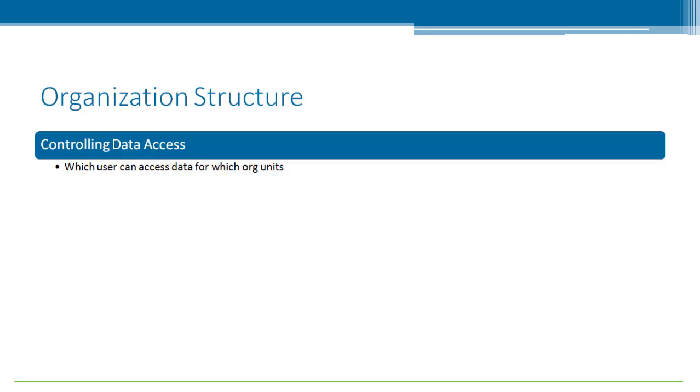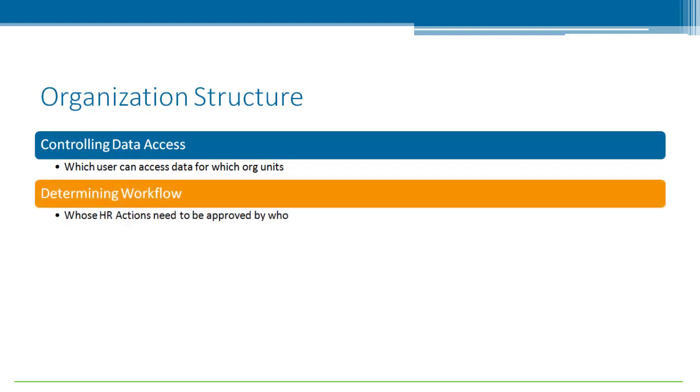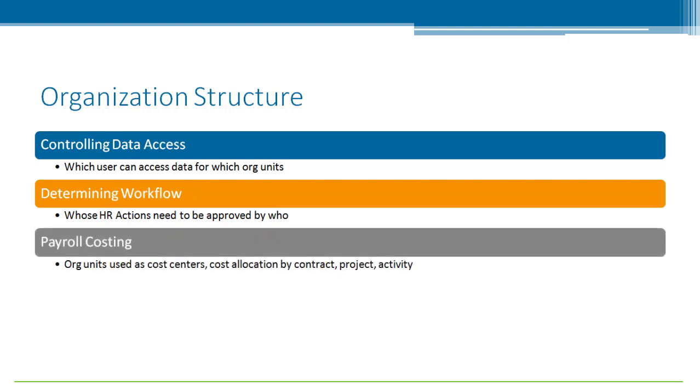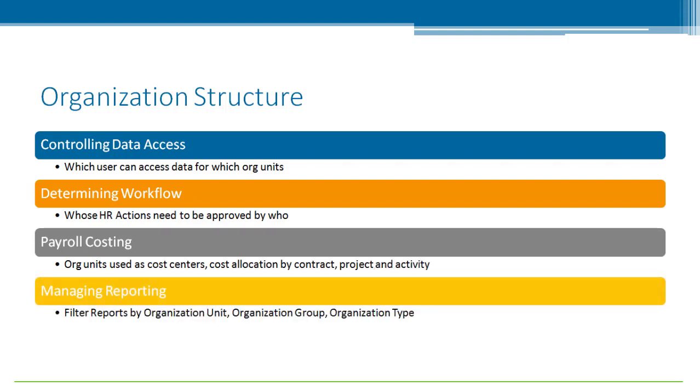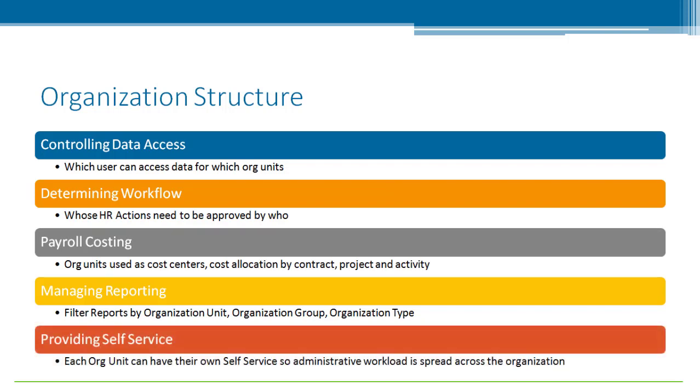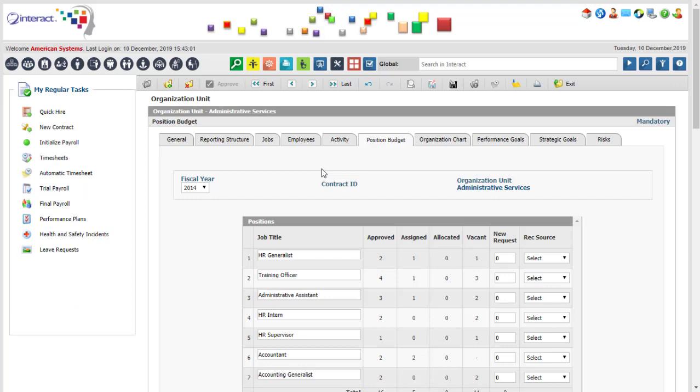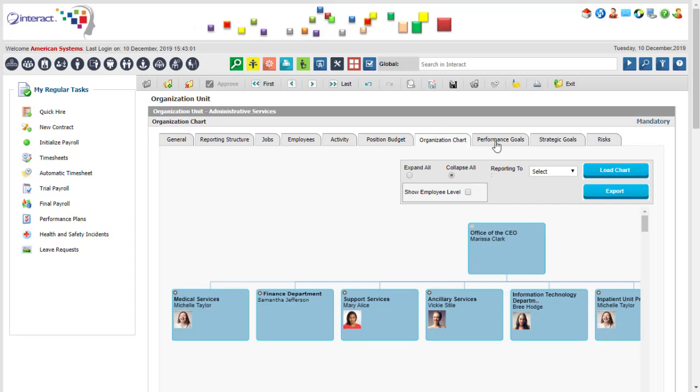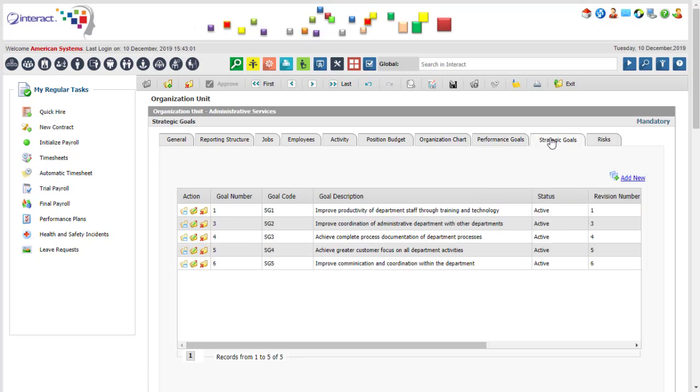The organization structure is ultimately used for managing data access. You decide which users can access data for which org units, determining workflow, which HR actions need to be approved by who, payroll costing. Organization units can be used as cost centers, and payroll cost allocation can be done by contract, project, or activity. Managing reporting. Any report in Interact can be filtered by org unit, and org group or org type, and self-service. Each unit can have their own self-service, so the administrative workload is spread across the company. Organization management also supports tracking of position budgets by unit, creating user-defined org charts, tracking performance goals, and strategic goals for each unit, and tracking risk.